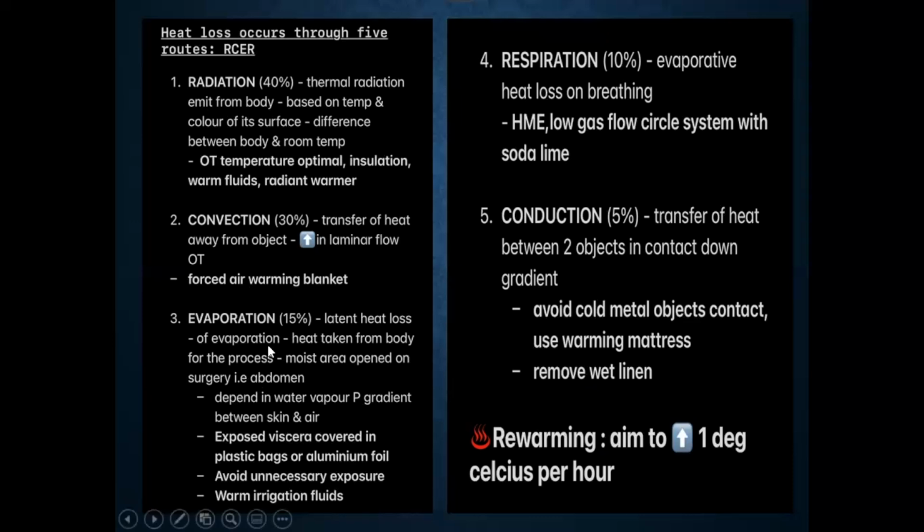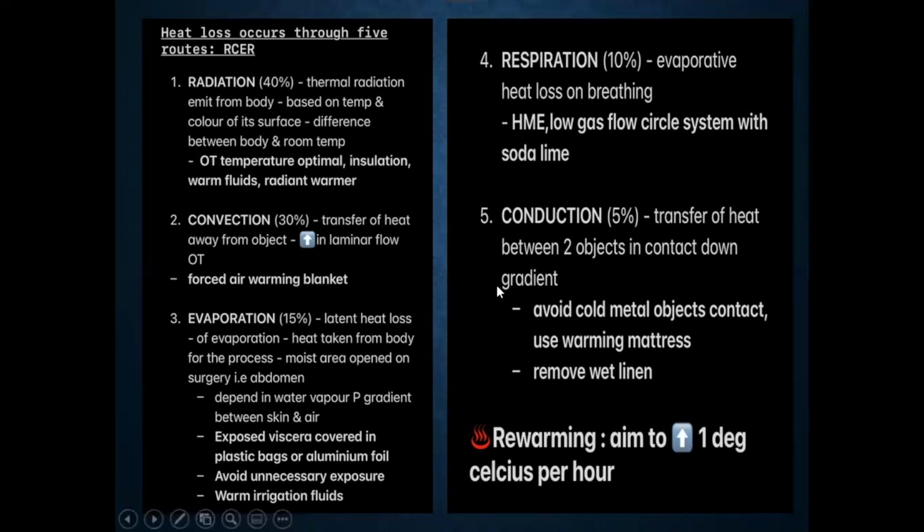Evaporation: how do we maintain against evaporation? We don't simply expose the viscera. In a patient doing laparotomy or anything, whenever they are not operating and want to take a break, or go check the X-ray or CT abdomen, we ask them to close the abdomen. Don't keep it unnecessarily open. Cover exposed viscera in plastic bag or aluminum foil. Avoid unnecessary exposure. Use warm irrigation fluid. That's why when they want to wash the abdomen, they don't use cold saline; they use warm saline.